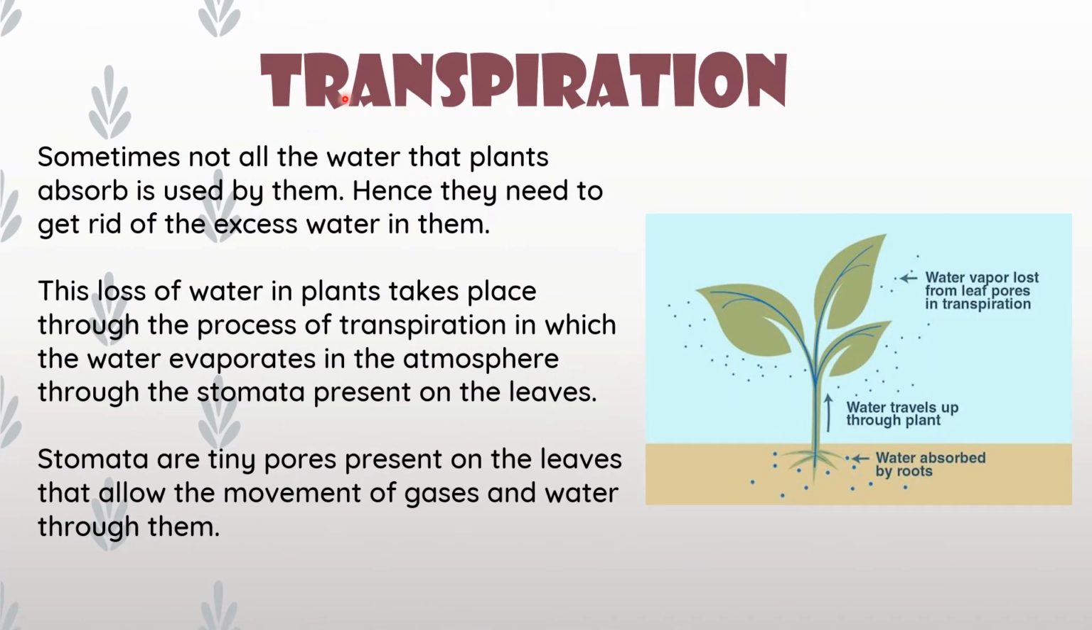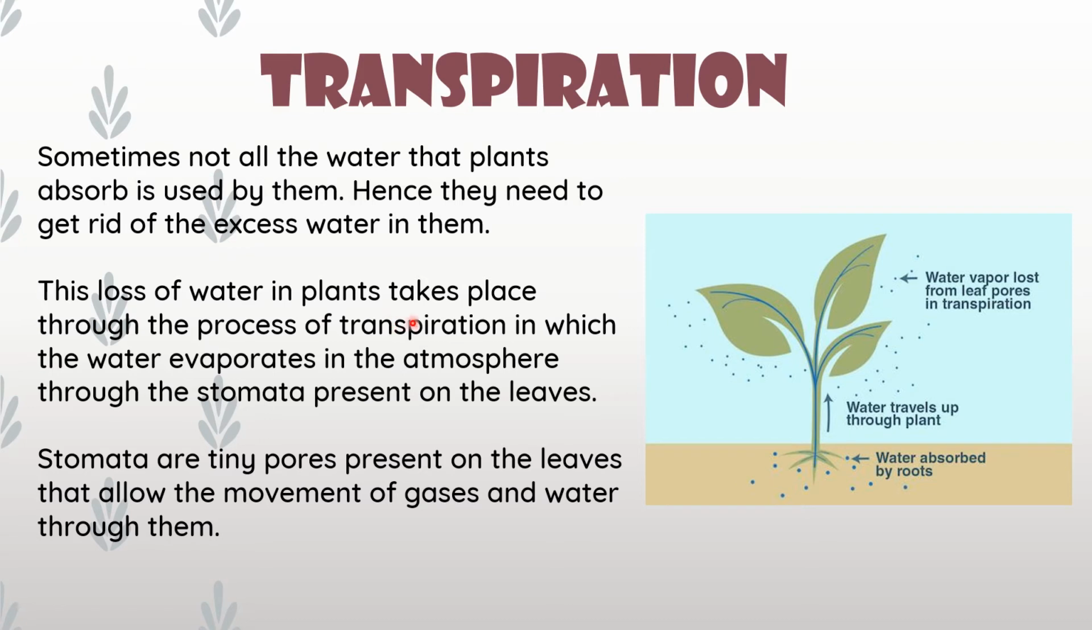Next important topic is transpiration. I think you already studied this in class 6. Sometimes not all the water that plants absorb is used by them. The plant sometimes does not need all the water absorbed by the roots. Hence, they need to get rid of the excess water in them. They want to release that excess water. That process is called transpiration.